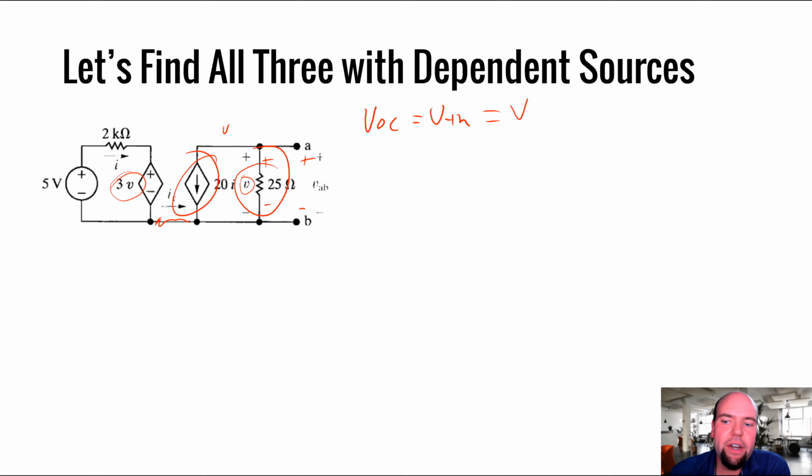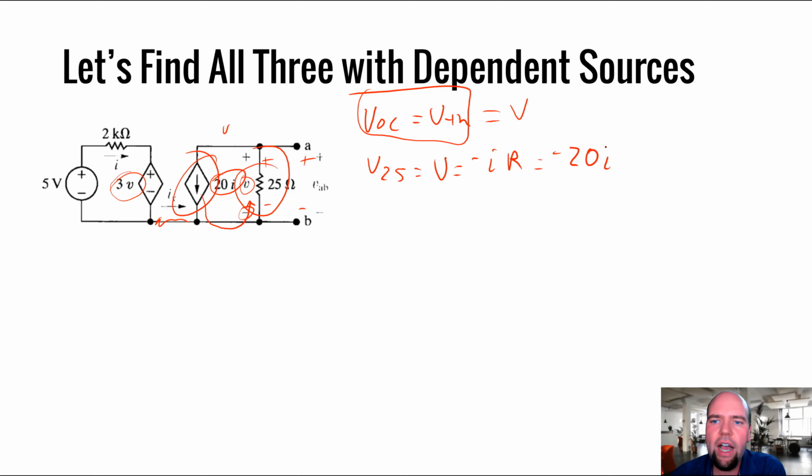So if I have a current supply and a resistor, I'm just going to use Ohm's law. So I can just say V25, which is equal to V. My current here is 20I, and that current is flowing into the negative labeled terminal, so we have to be careful and use the V equals negative IR version of the equation. That's equal to negative 20I times 25 ohms, so that is going to be negative 500I.